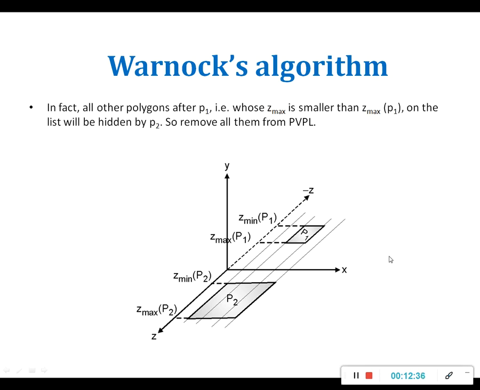So we can say here that P2 is surrounding P1. P1 is surrounded by the polygon P2, and the Z max value of P1 is less than the Z min value of P2, and that's why P1 is hidden and we are not going to display it. So if there is any such polygon lying after P1, and its Z max value is less than the Z max of P1, then we can also say that all polygons after P1 are hidden by P2, and we are going to remove all such polygons from our PVPL list.